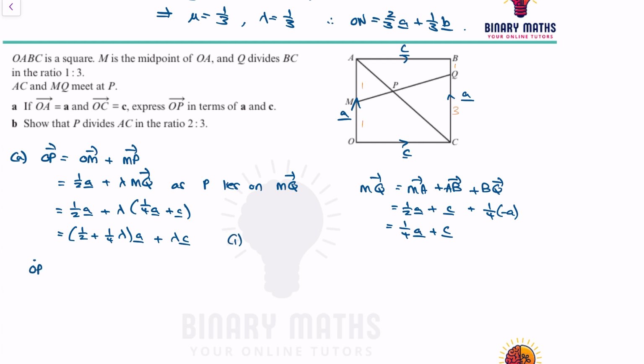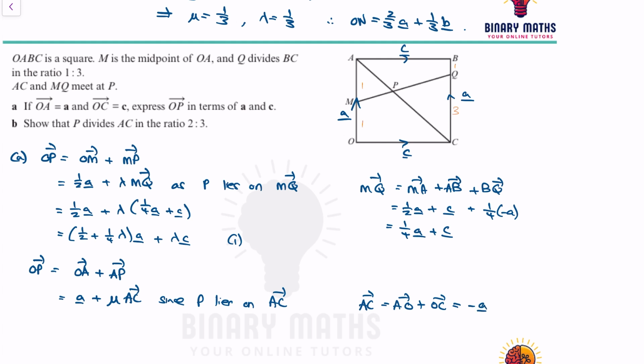Now, the other way of going from O to P is equal to O to A plus A to P. Now again, O to A is just A, and A to P will be equal to a scalar multiple, let's call it mu, times A to C, since P lies on A to C. So now I need to work out A to C. A to C is just equal to A to O plus O to C. A to O is minus A, and O to C is just C, so just minus A plus C.